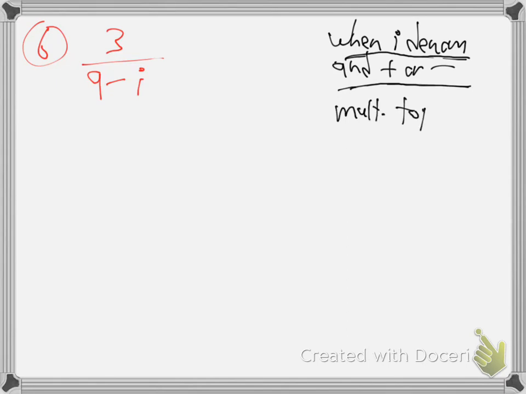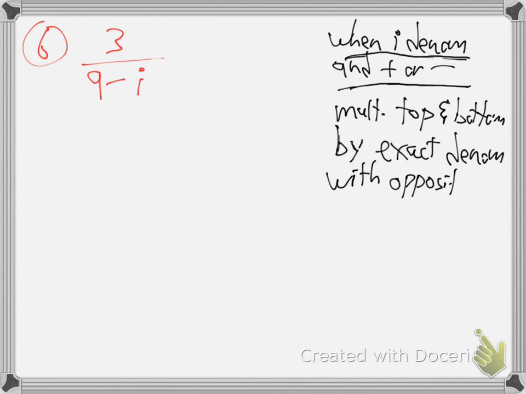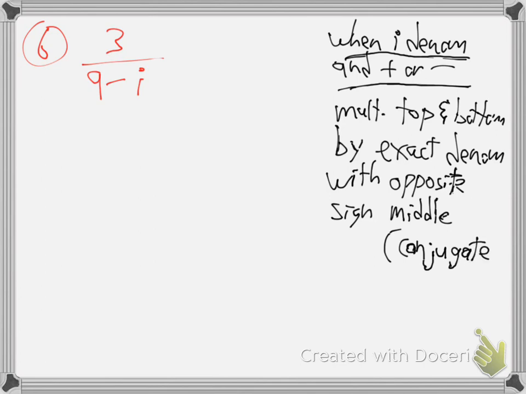you multiply top and bottom by the exact denominator with the opposite sign in the middle, called the conjugate. So you take the fraction, you multiply top and bottom by exactly the denominator, but you put the opposite sign in the middle. So I'm going to multiply by 9 plus i over 9 plus i. Does that make sense? If the original denominator had 9 plus i, I would multiply top and bottom by 9 minus i. Make sense? This is what you do.